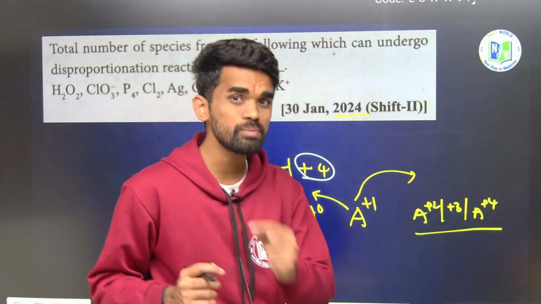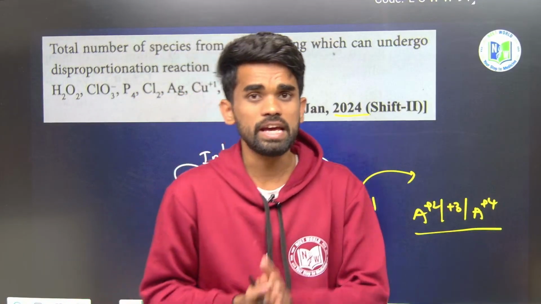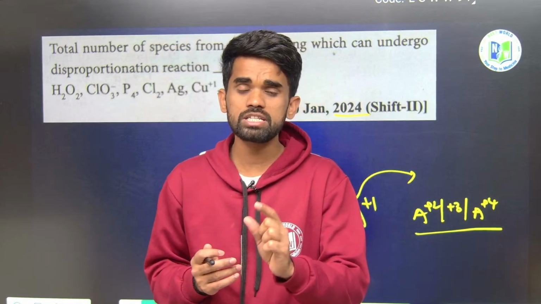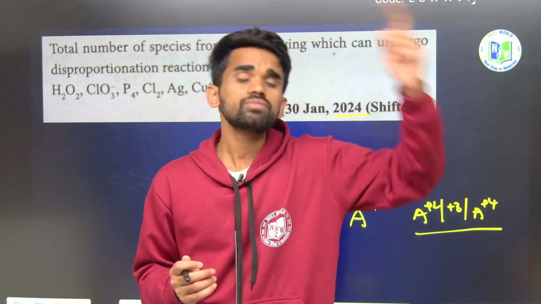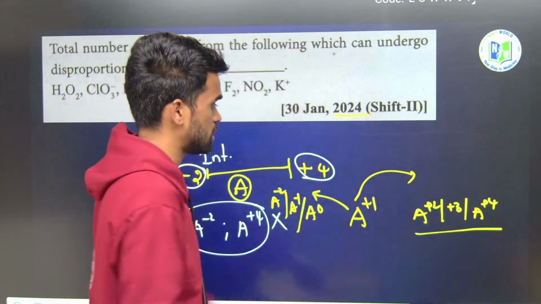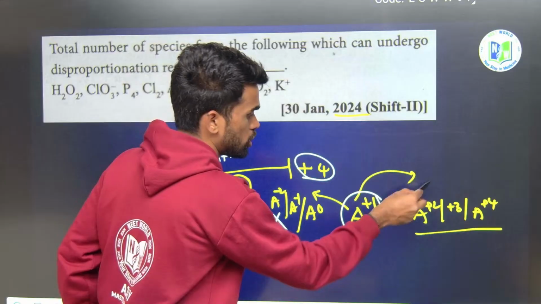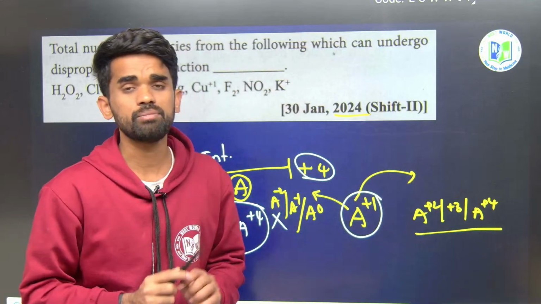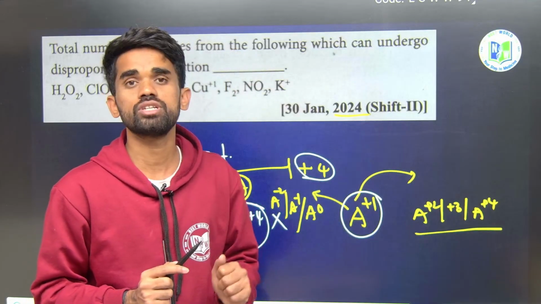Now what do we mean by a disproportionation reaction? It means a species should simultaneously undergo oxidation as well as reduction, from the same oxidation state. The same element undergoing oxidation as well as reduction can be considered a disproportionation reaction.